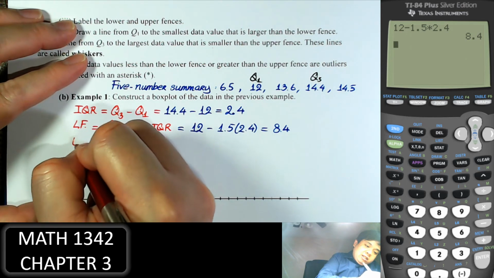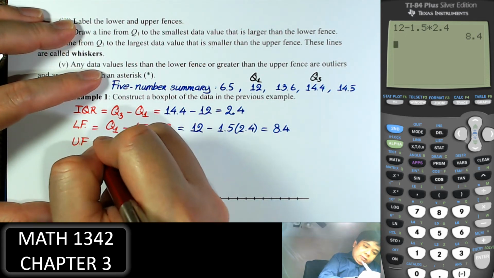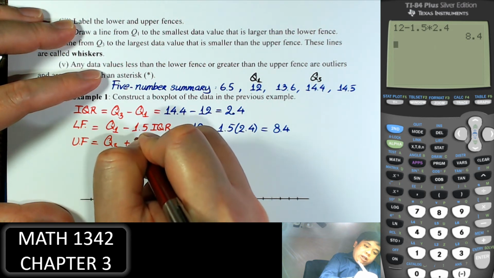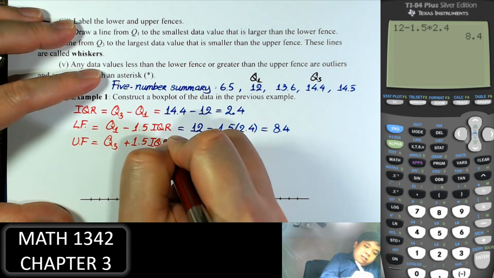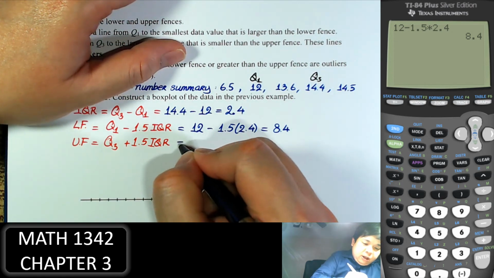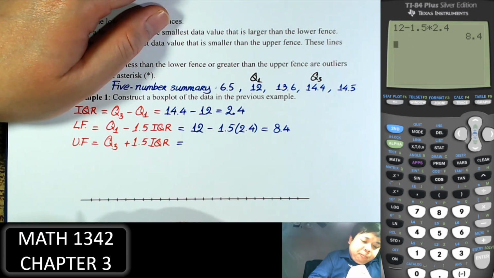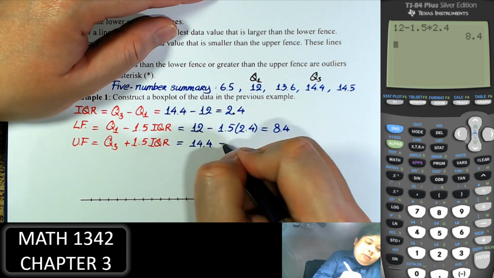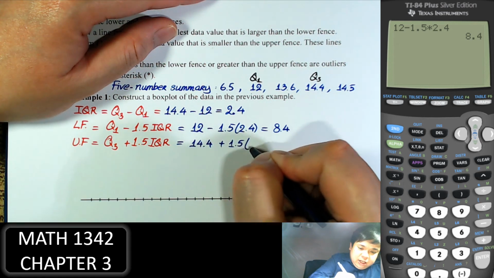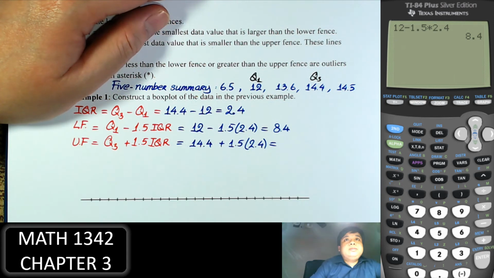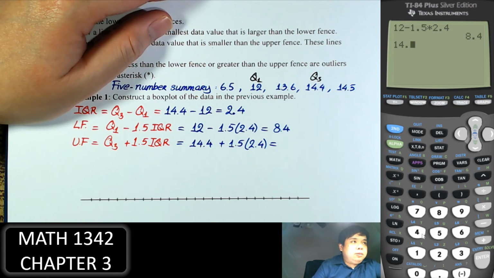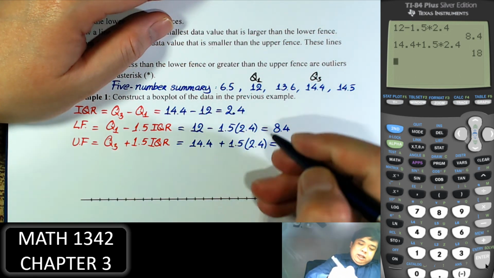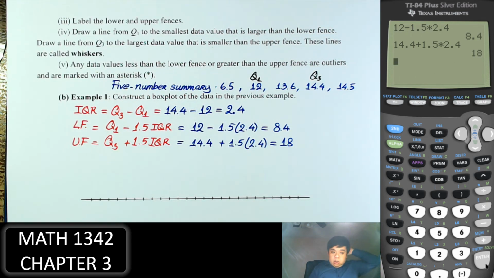Now the upper fence will be Q3 plus 1.5 times IQR. Q3 is what? 14.4 plus 1.5 times 2.4 is 18. Right, so now we're going to plot.